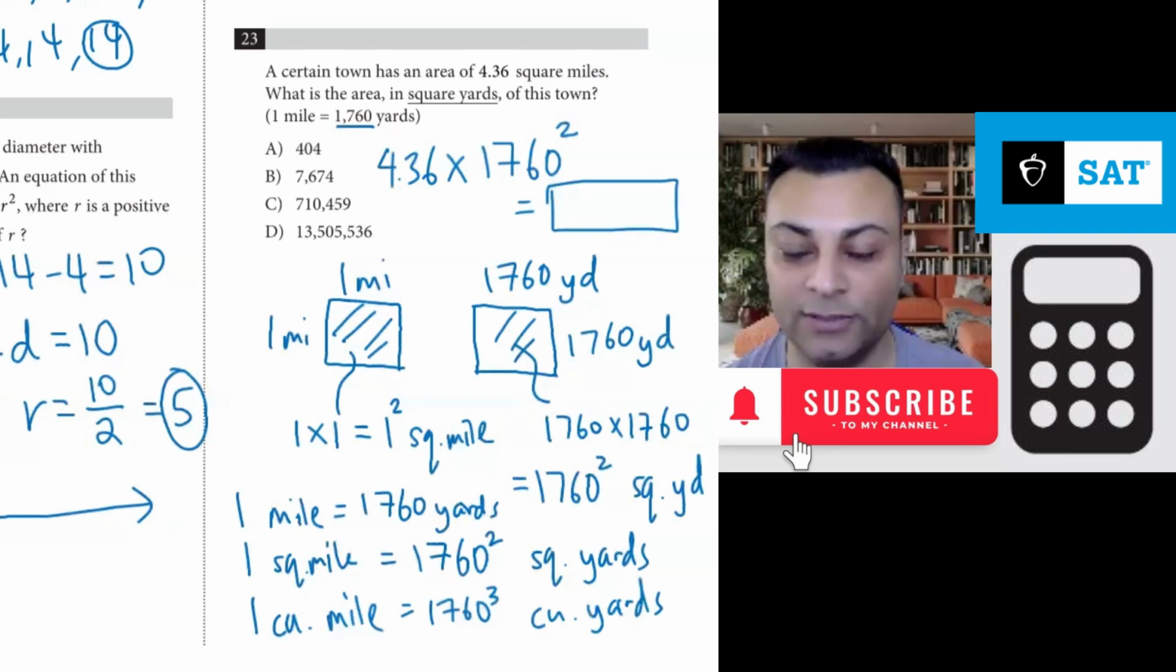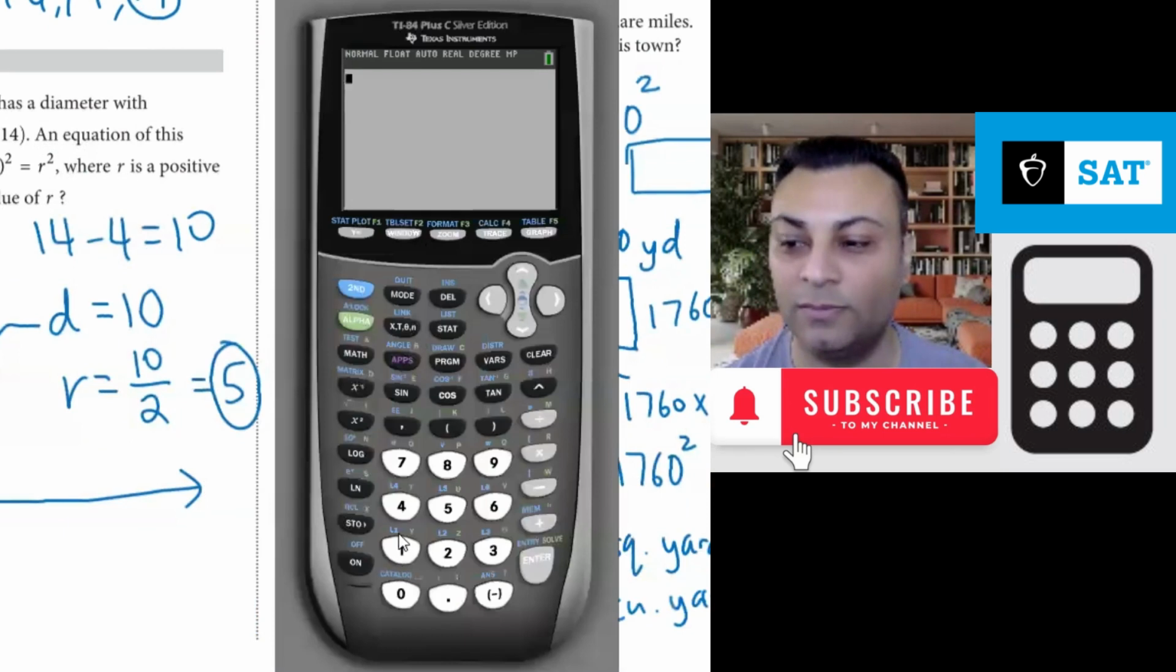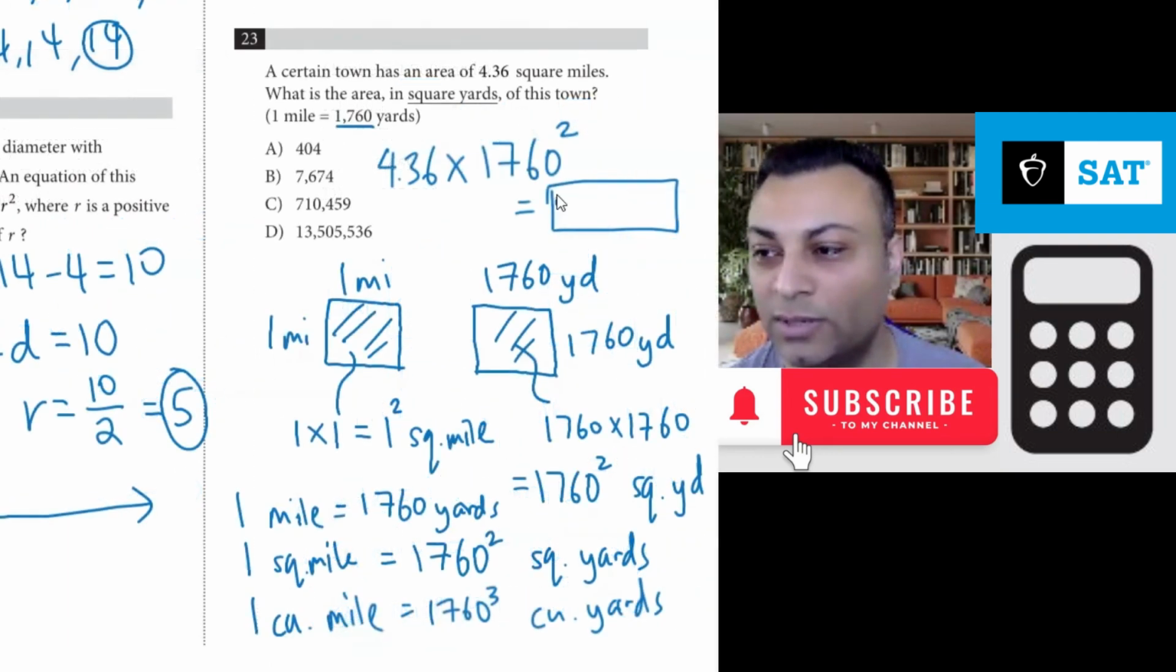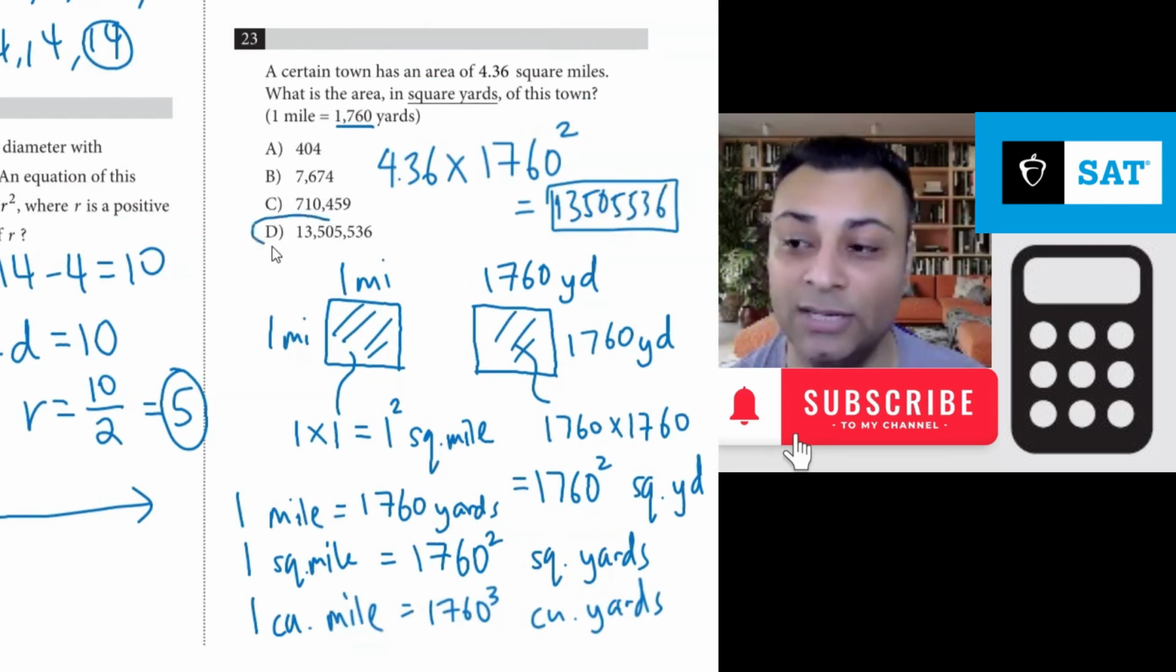Let's go get the calculator for this. So we have 4.36 times 1760 squared. And you get this answer. It's about 13 million, 13.5 million, but let's write that down. It's 13,505,536. 13,505,536, which matches option D, about 13.5 million square yards.